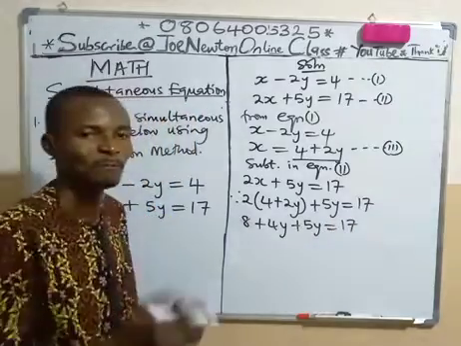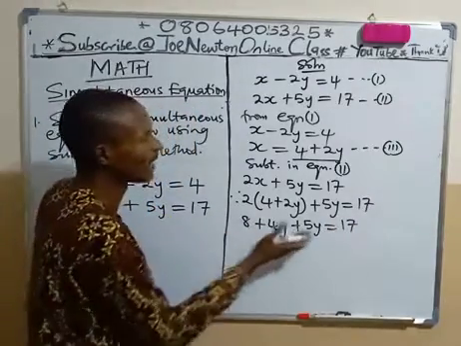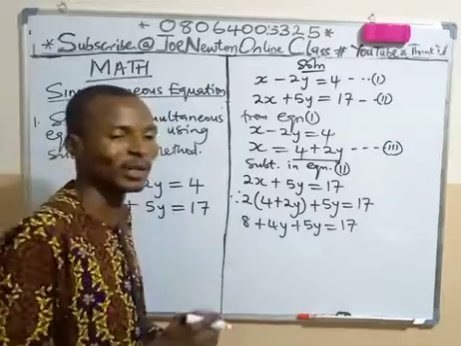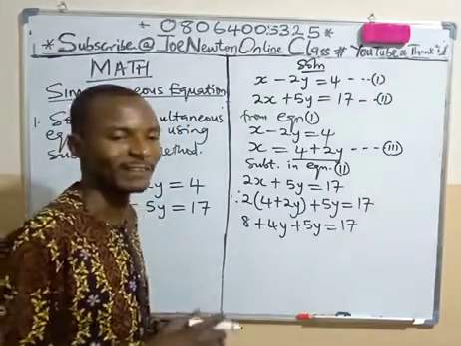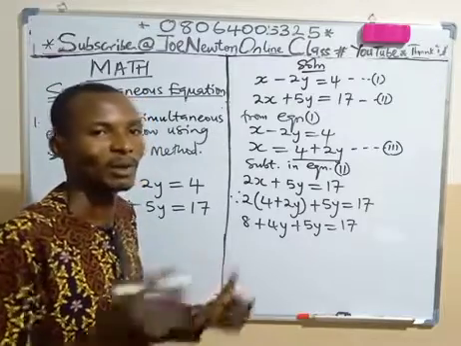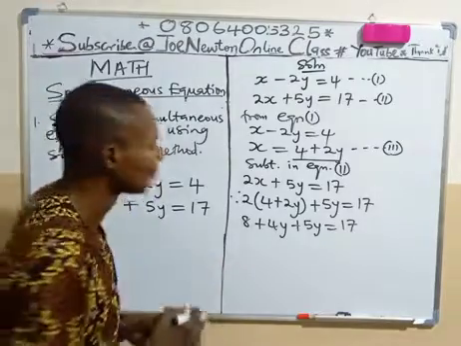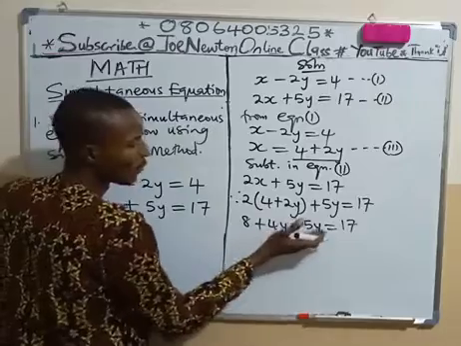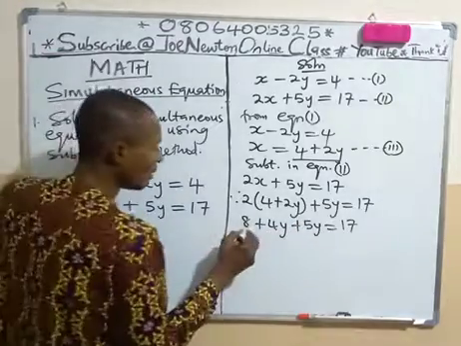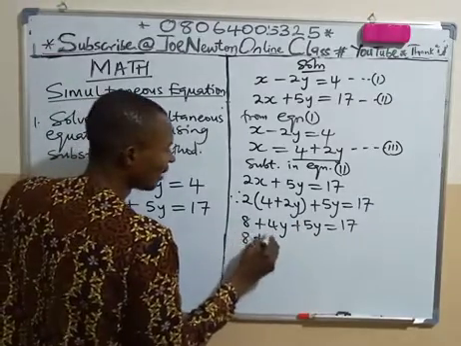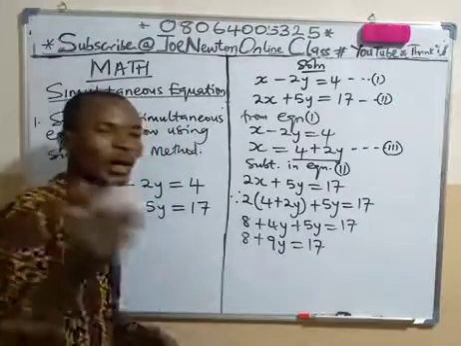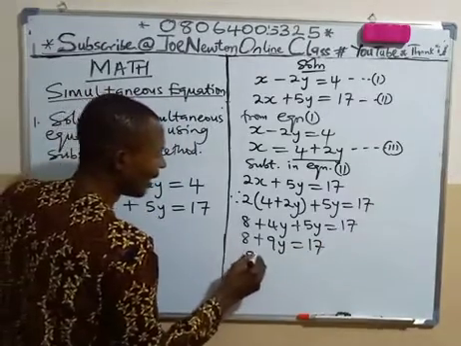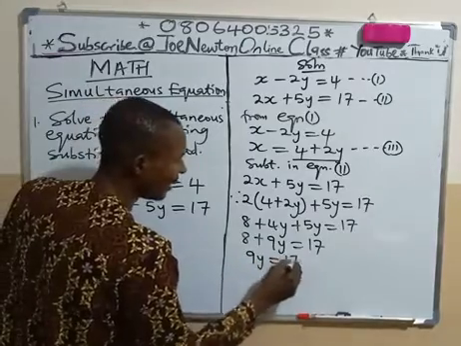You can see now we are succeeding because we have like terms here, and that is the essence of doing that, so that we don't have two unknown variables in the same line of equation, because having so we cannot get the value. Now 4y plus 5y will give us 9y, so we have 8 plus 9y is equal to 17. Now making y the subject, we have that 9y is equal to 17.